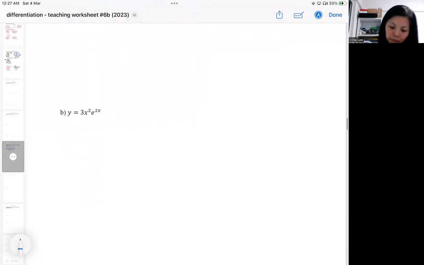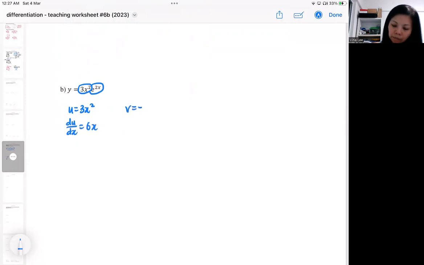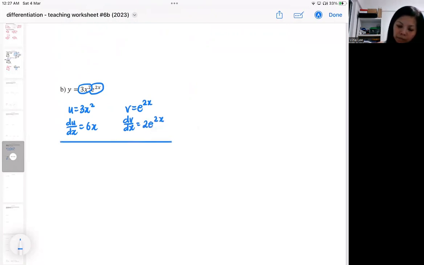In this one, if you look, this is algebra, this is exponential. So again, I can't be using my indices. So I got to be using my product rule. So by now, you should be able to mental differentiating this. Okay, then I can do my product rule.